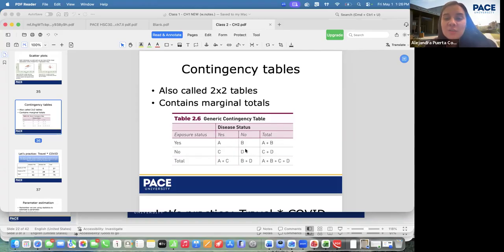Why is this useful? It's going to let me calculate odds ratio, risk ratio, right? The relative risk, the incidence, the prevalence, everything. I need this table for everything in life.